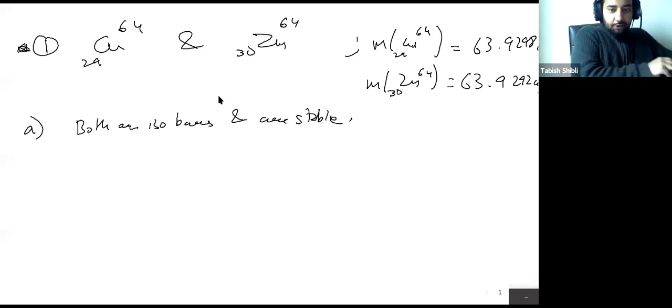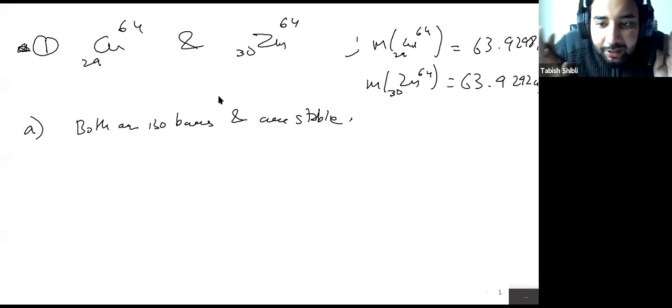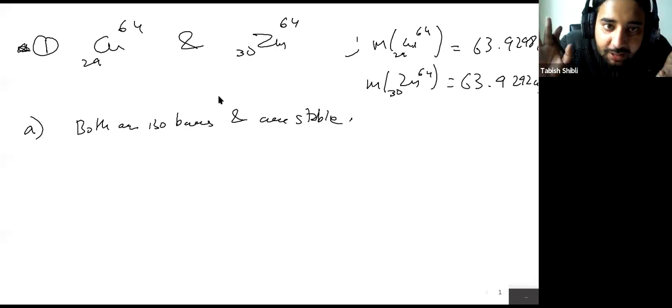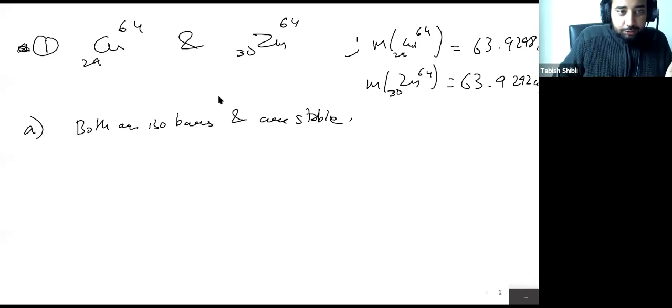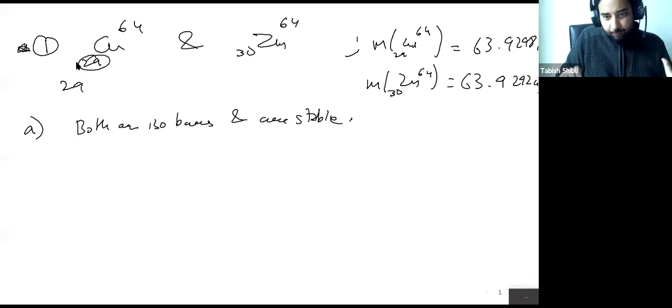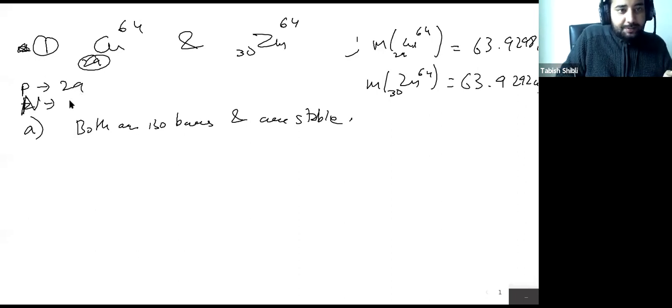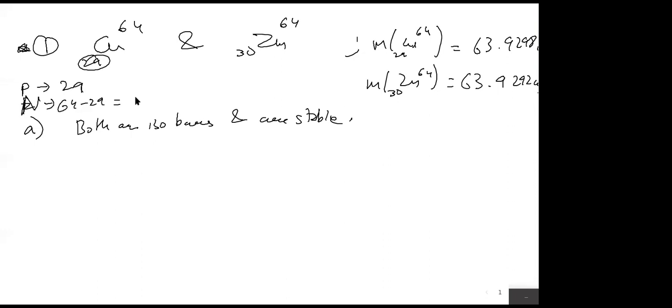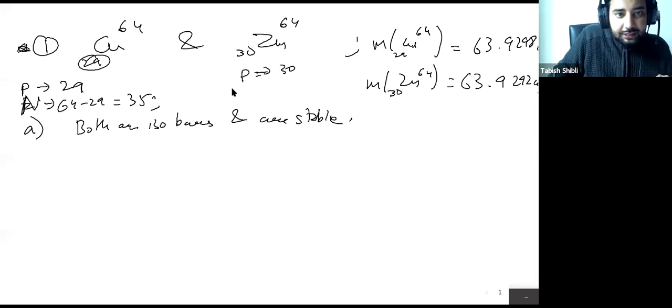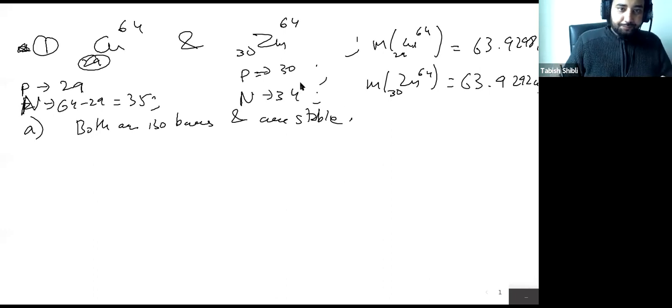See, first of all, two isobars, both of them cannot be stable. By definition, they cannot be. Why? Because see the number of neutrons and number of protons here. There are 29 protons here because Z is just the number of protons. And the number of neutrons, let's call that N, how many would that be? That's 64 minus 29, which is 35. And here you have number of protons 30, and number of neutrons 34.